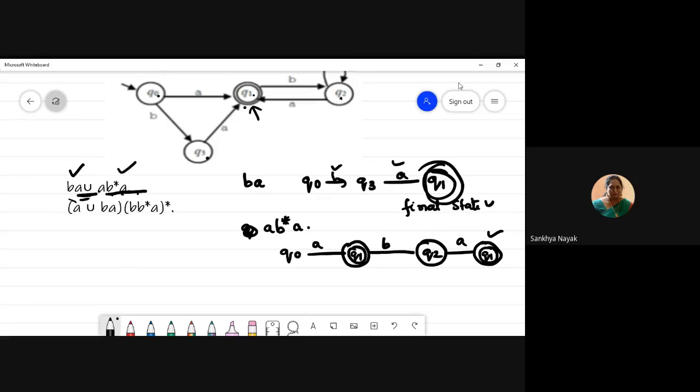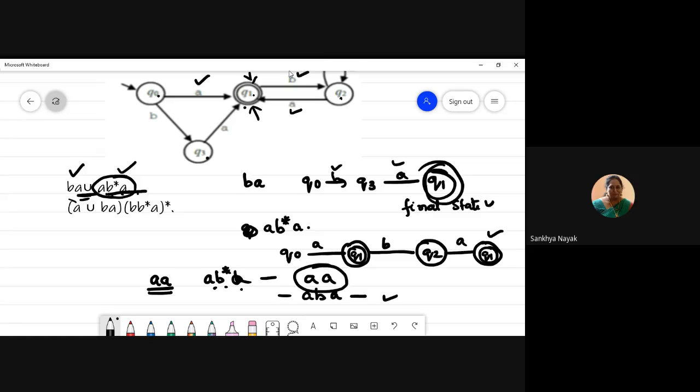But if you observe more here, AB star A means B may or may not be there. So you also have to see whether it will accept just A and A. And AB star A can generate, as I said, AA, or it can also generate ABA, right? Single B and A. Will it accept that? Now coming to single ABA, it does, right? A, B and A, and you have come back to the final state.